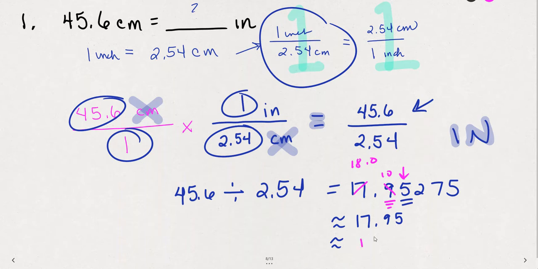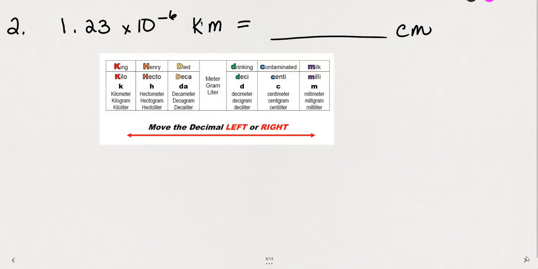So we'd have 18.0. And the final rounding I'll do is if I wanted to round this to the nearest whole, then the 17 would round up to 18. So depending on what the directions ask of you, you should be able to round in any of those different positions.